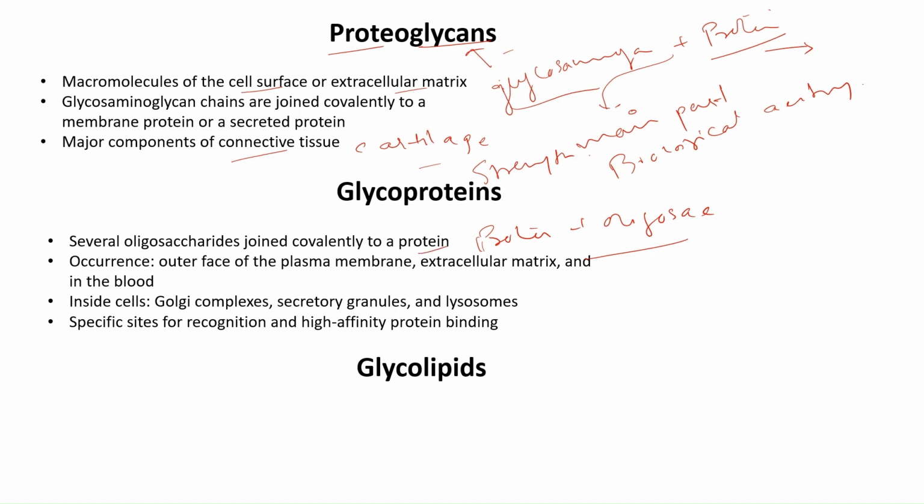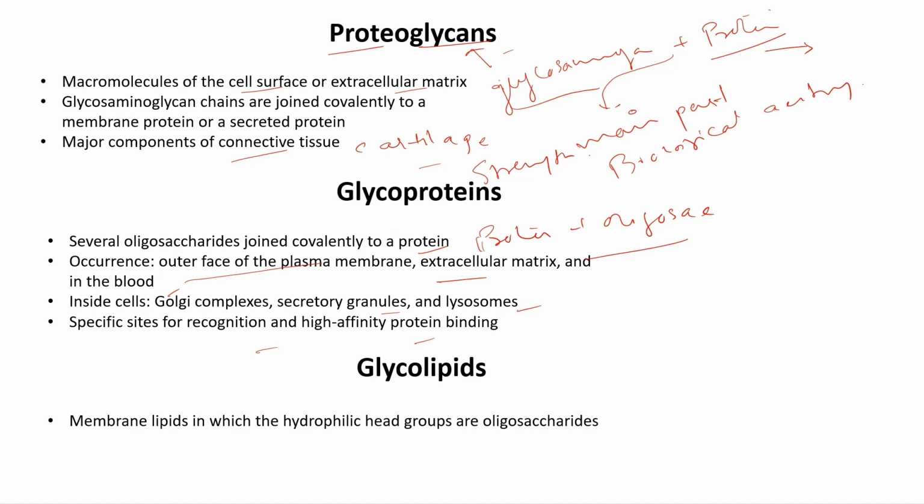Where can we find glycoproteins? On the outer side of the plasma membrane, in the extracellular matrix, and also in the blood. Inside the cell, we can find glycoproteins in Golgi complexes, secretory granules and lysosomes. They act as specific sites for recognition and protein binding. What are glycolipids? Here carbohydrate is attached with lipids, and we find them in the membrane. In glycolipids, the membrane lipids contain hydrophilic head groups that are oligosaccharides.